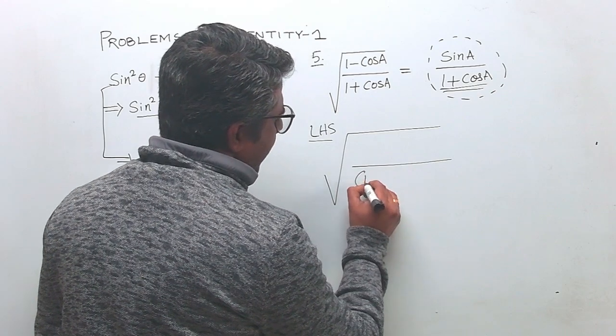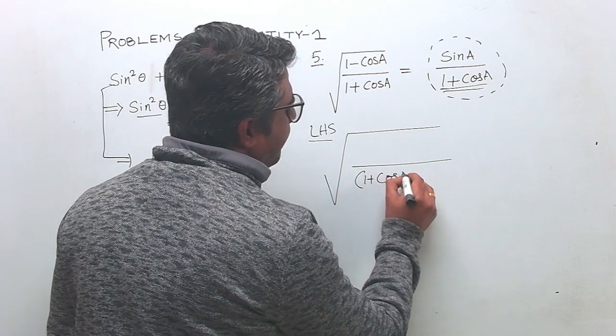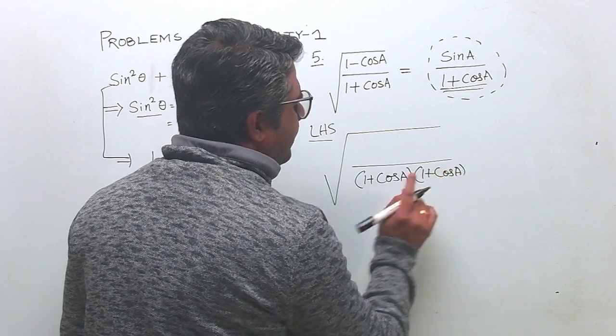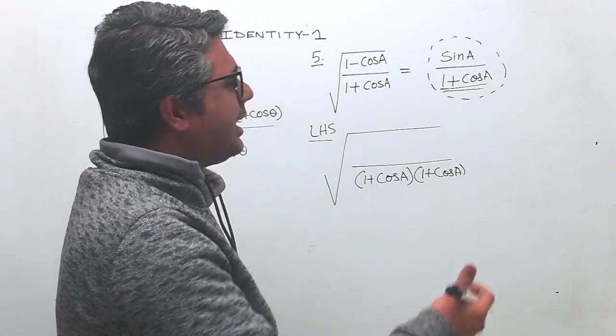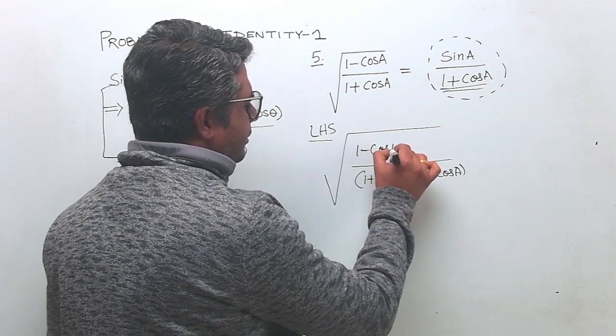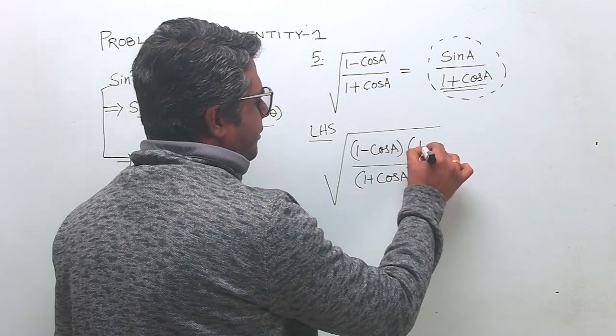In the denominator, I multiply with another 1 plus cos A. So then what will happen? Then this square will easily come out and match with this one. In the numerator also I am going to multiply 1 minus cos A, 1 plus cos A.